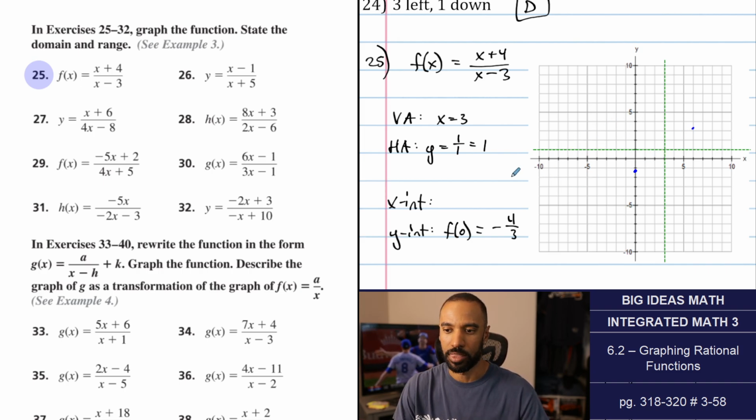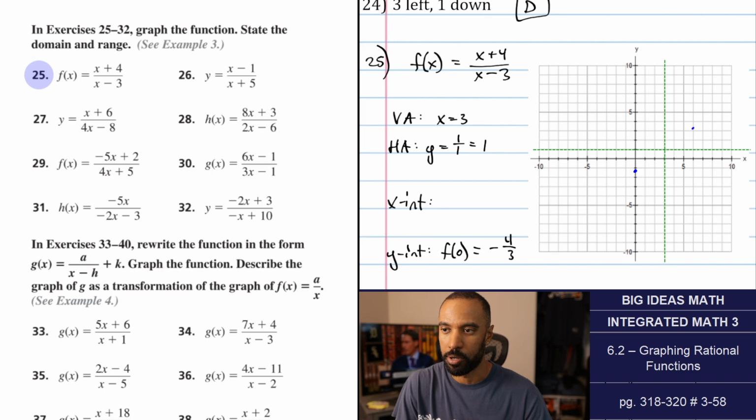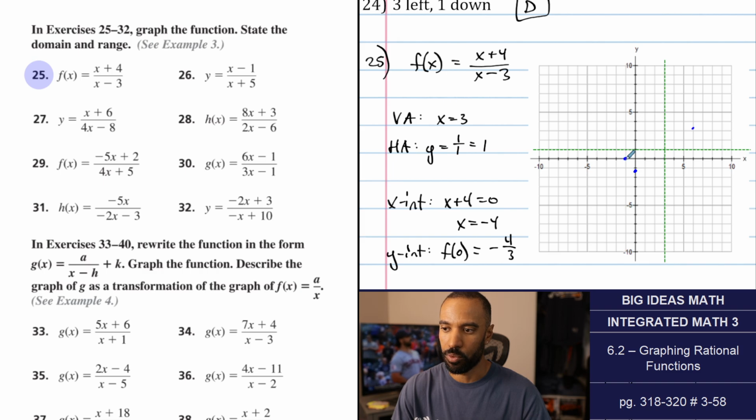But there is a point that would be on this one for this specific set. X-intercept is when you set y equal to 0, and this is where you might have to technically do more work, but not really. You set the numerator equal to 0 and solve for x, where you get negative 4. So x equals negative 4, 1, 2, 3, 4 is this point right here.